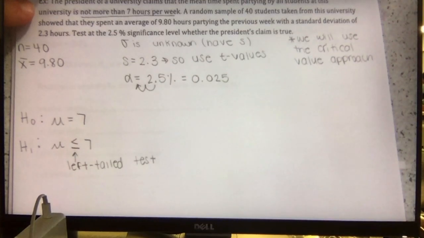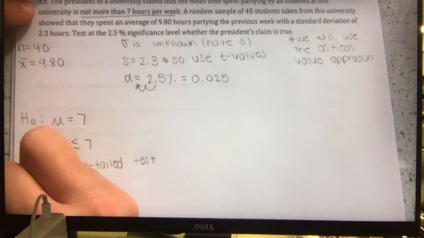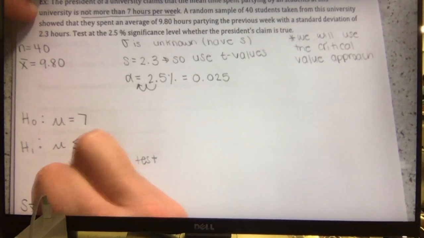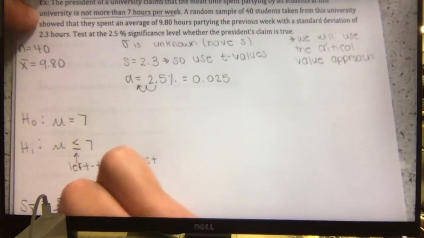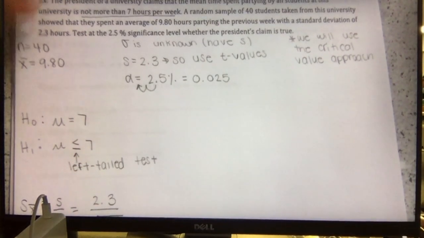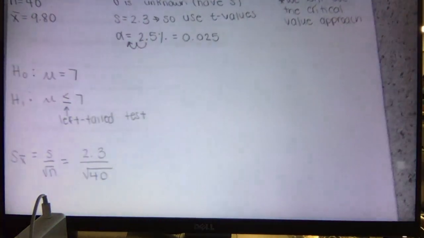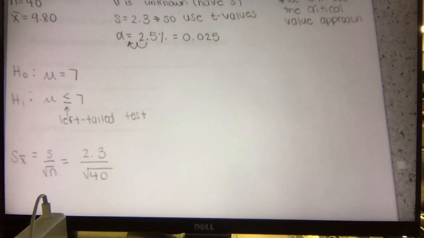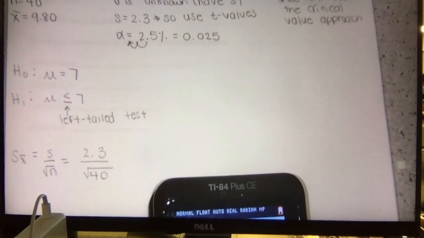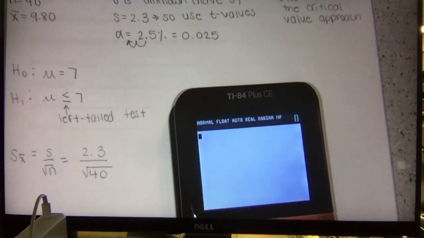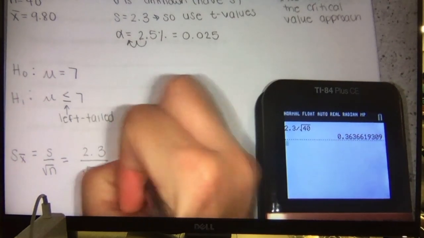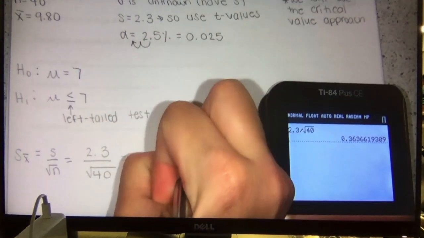All right, so let's see. What else do we need? We need our sampling standard deviation, which is S over the square root of n. So 2.3 over the square root of 40, which we can either leave as is or put into our calculator. If we put 2.3 divided by the square root of 40 into our calculator, that will give us 0.36366, which will round up to 0.3637.